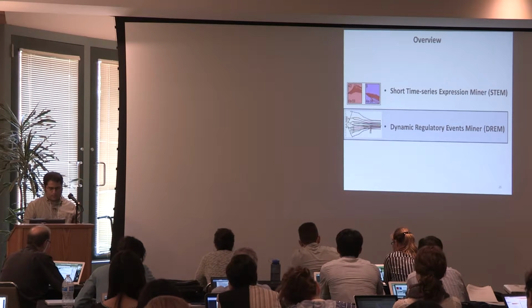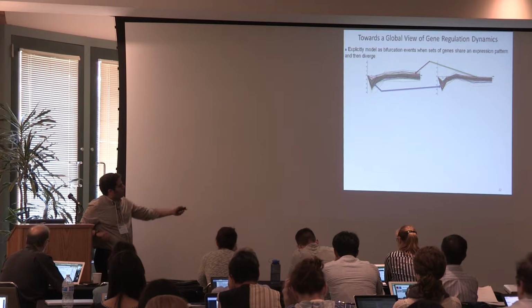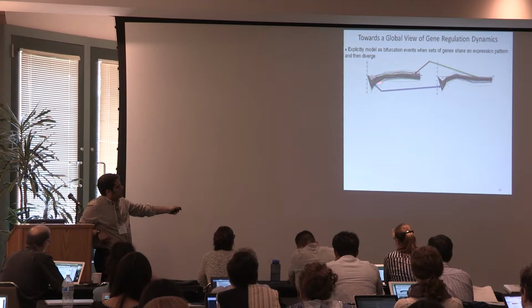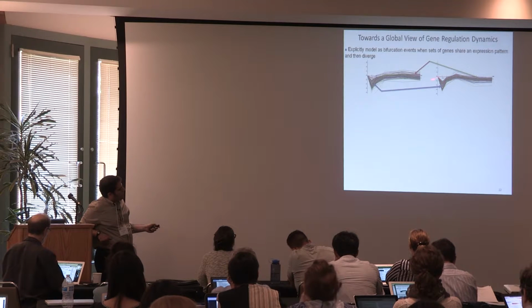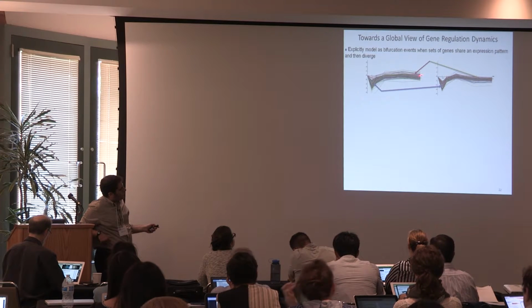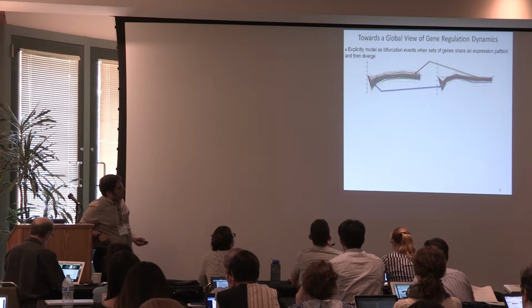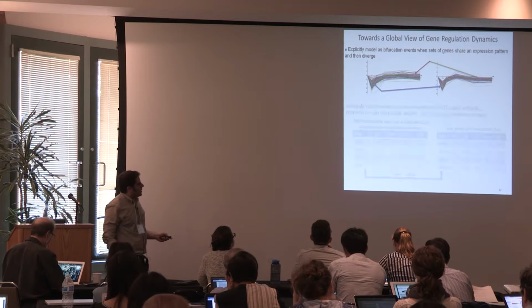So DREM is the dynamic regulatory events miner. And what you're getting in a lot of clustering methods, like STEM, are oftentimes independent patterns. But there's actually a lot of overlap in the sense that these patterns might have shared the same expression until some time point, and then there was some divergence where a set of genes in some pattern had a higher expression and some genes in a different pattern had a lower one. So we were interested in explicitly modeling this in terms of bifurcation events.